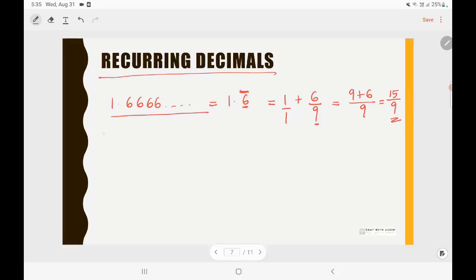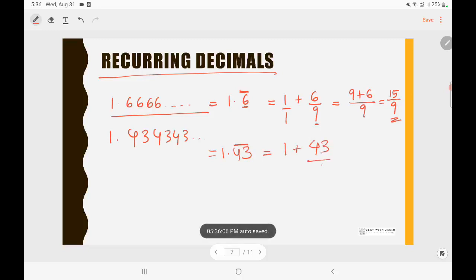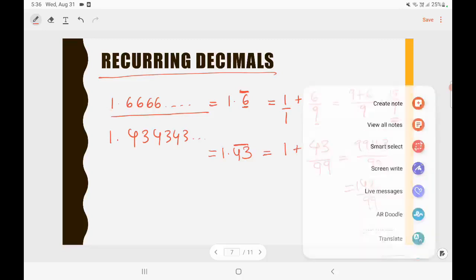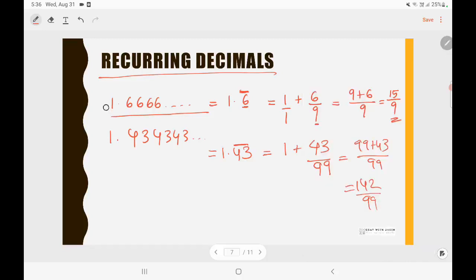Right. Now 1.434343 etc. It's going like that. So this is 1.43 bar. 4 and 3 are repeating. Right. So here you need to write it as 1 plus 43 by 99. So you will get 99 plus 43 by 99, which is equal to 142 by 99. Okay, so this is how you need to convert a recurring decimal into fractional form.